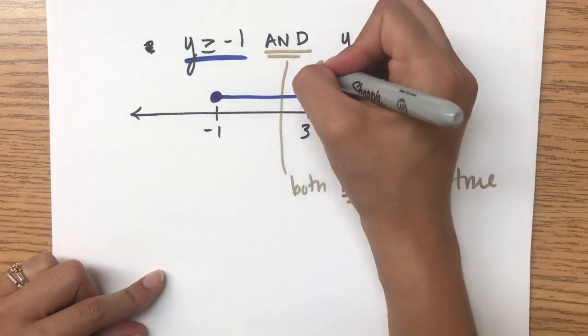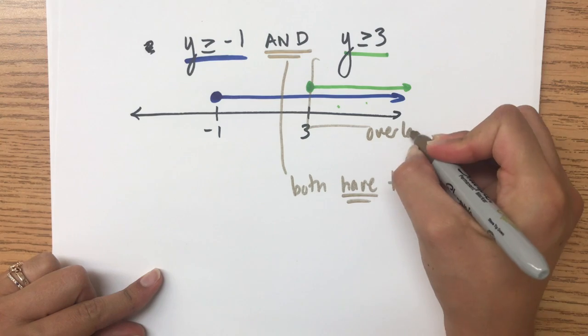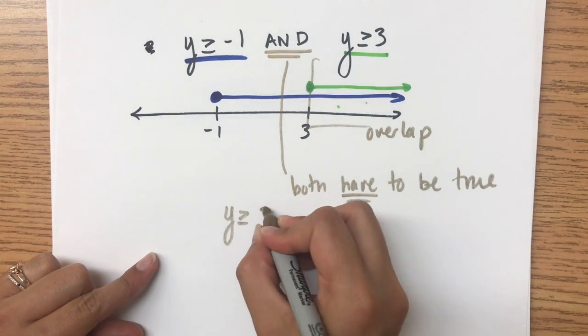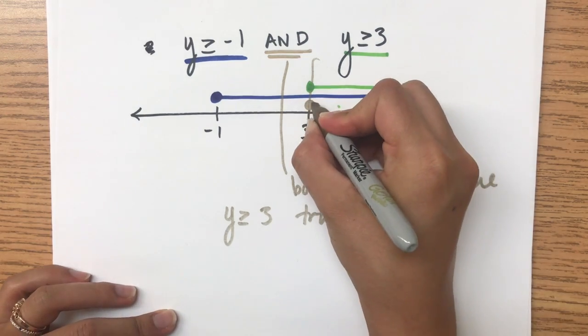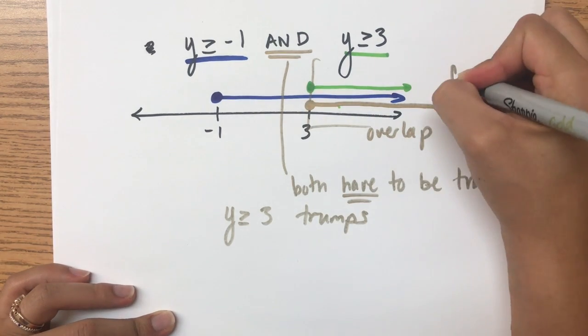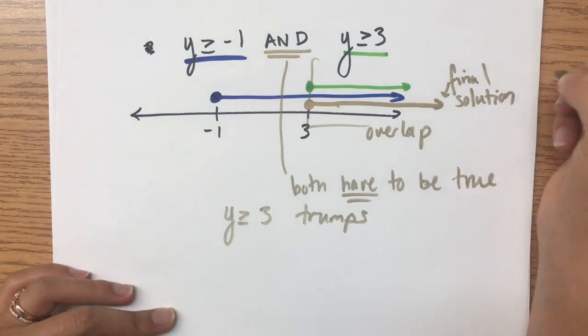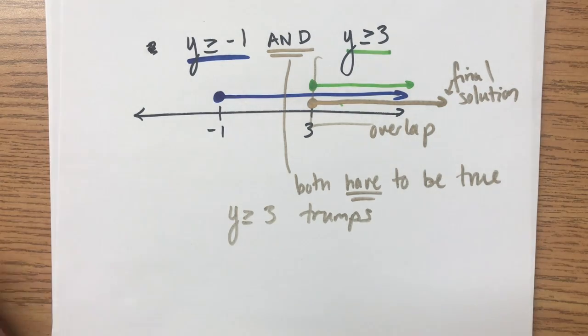Okay, so both have to be true, so I only see both lines overlapping there with the blue and green lines. So therefore, y is greater than or equal to 3 sort of trumps, right? That's my final solution when I draw it, which is the region where they both overlap. So that's my final solution.